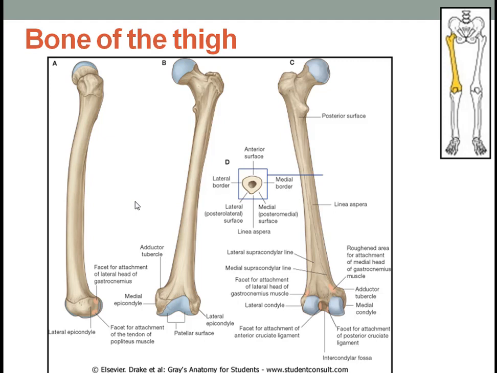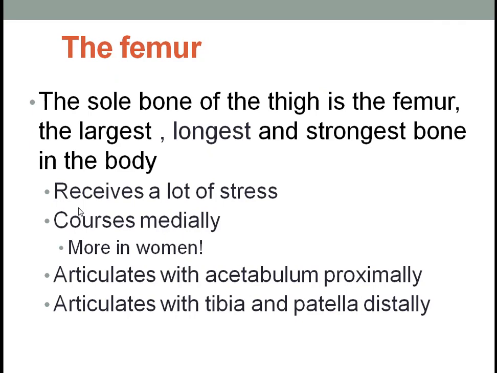So we move to the bone of the thigh, which is the femur, which is the bone here in yellow. The longest and strongest bone in the body. It receives a lot of stress. It courses medially, more in women. It articulates with the acetabulum proximally, and distally articulates with the tibia and the patella.